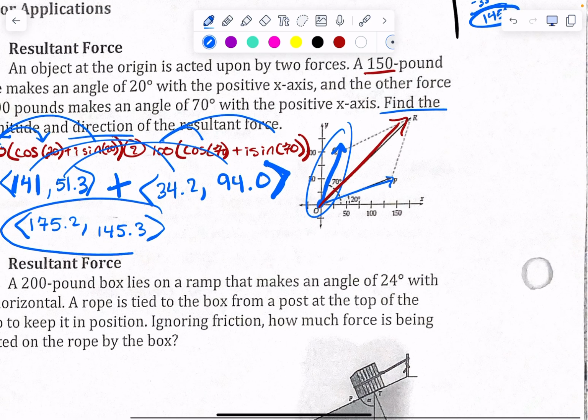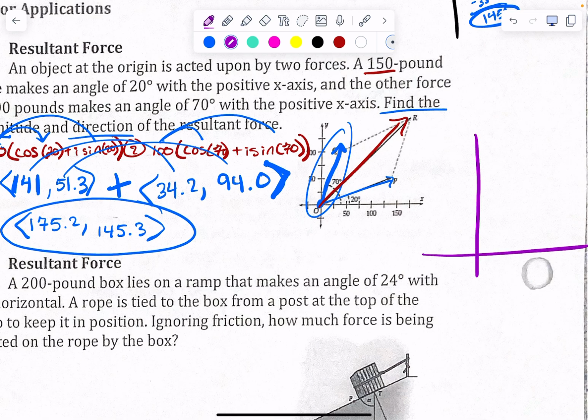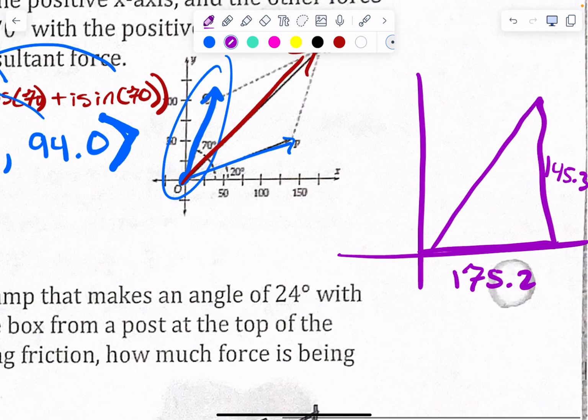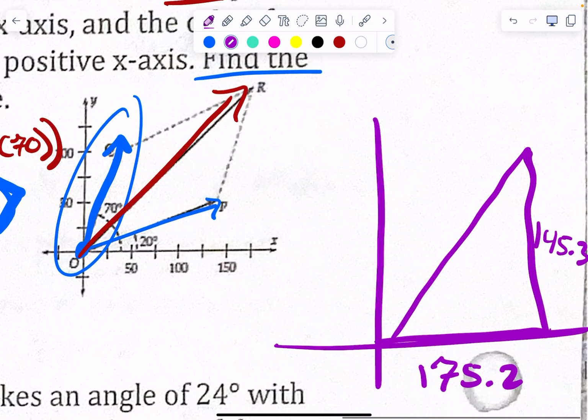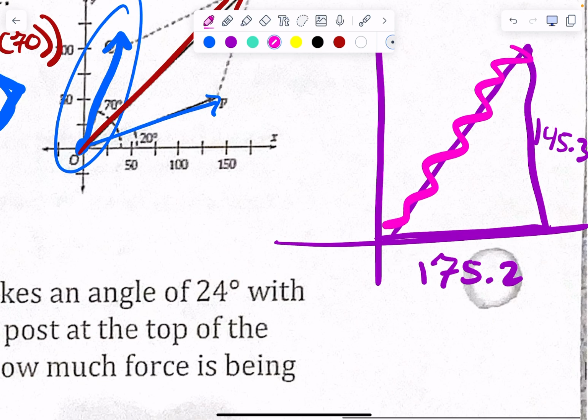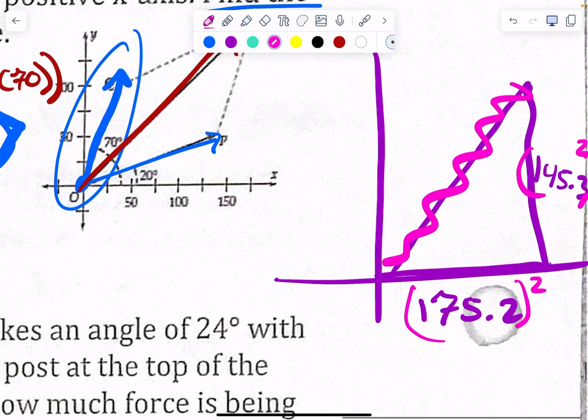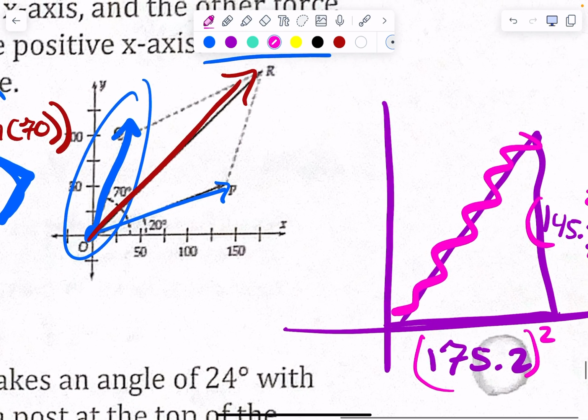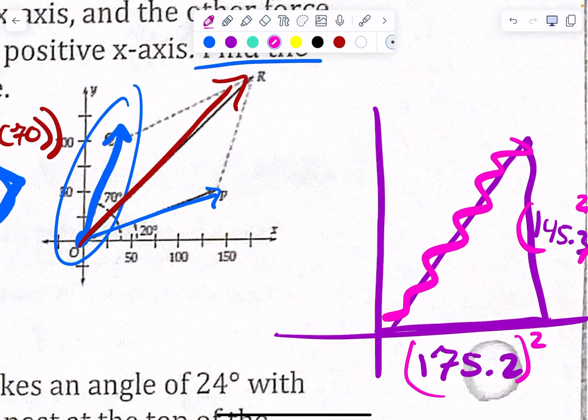Okay, so this is my resultant force. Here we go. Now we've got to work backwards, and my resultant force is going to go 175.2 this way, and up 145.3 this way, right? So what's the magnitude going to be? The length of this, the Pythagorean theorem, right? Okay, so 175.2 squared plus 145.3 squared, and then the square root of that number. That's my magnitude.